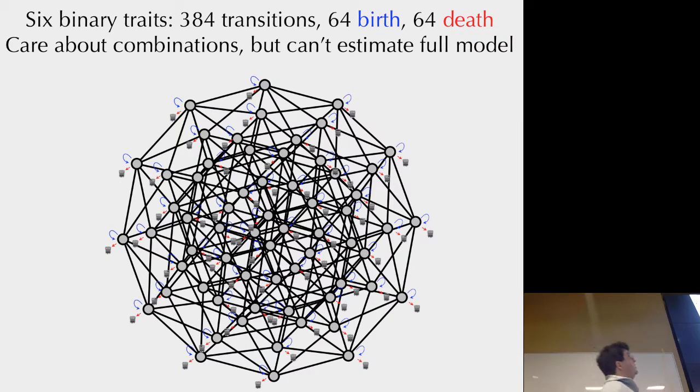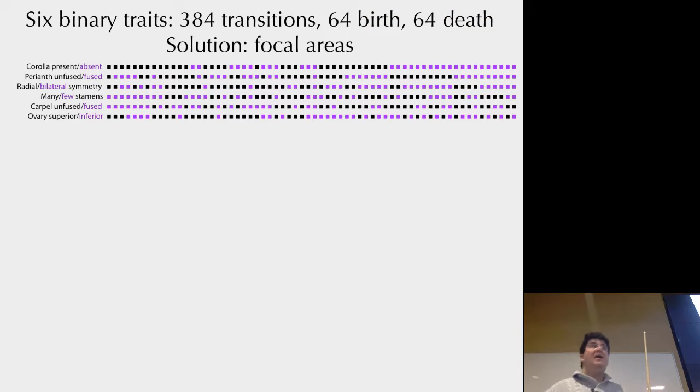So here's our dilemma. We care about the combinations. We can't estimate this full model. Okay, so what do we do as a hack? Okay. And our solution was focal areas. Okay, so for example, if I say, let me think that what matters is having a corolla present, having bilateral symmetry, and having few stamens. Okay, so looking like an orchid, right? Sort of structure, right? I think that's an awesome phenotype. I think that might cause higher speciation rate, lower extinction rate.